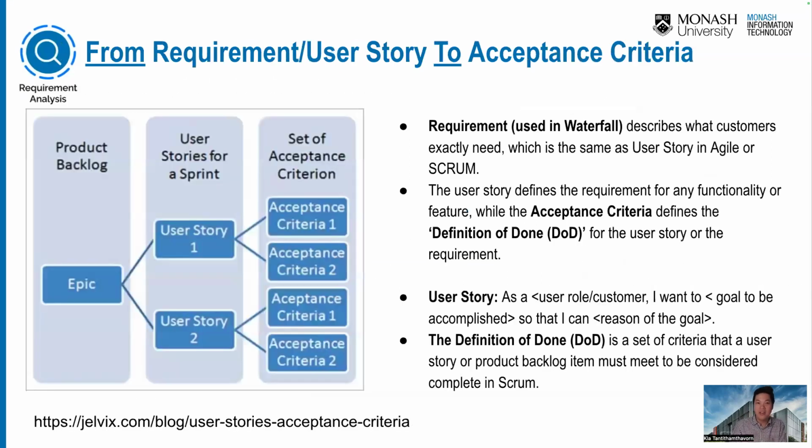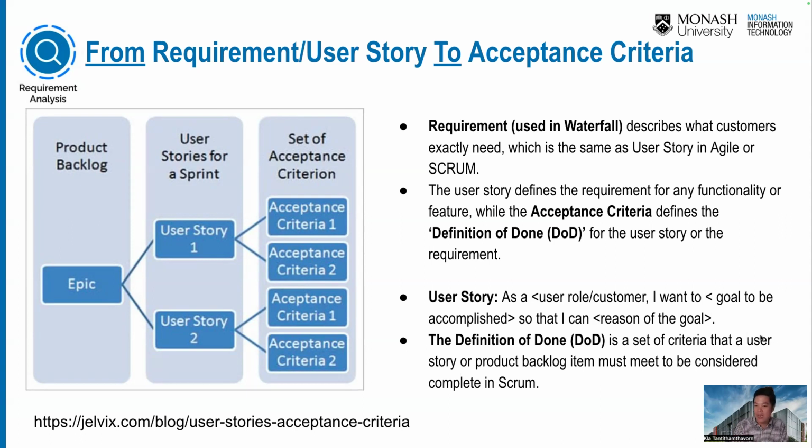Test plan documentation. Then from the requirement, this is during the first step, right? Requirement analysis. From the requirement or the user story, you want to write the acceptance criteria. This is what you have done already. In the product backlog, break down into the user story. One user story can have multiple sets of acceptance criteria, okay? And each of the acceptance criteria, you should also have the definition of that as well. What is the set of criteria that a user story or product backlog item must meet to be considered complete, okay?